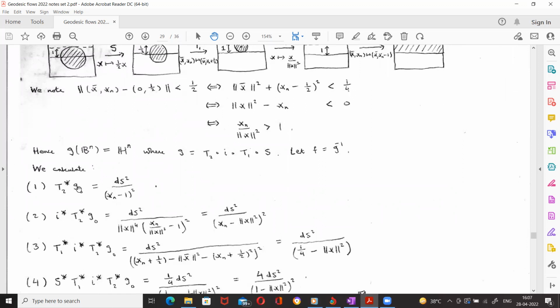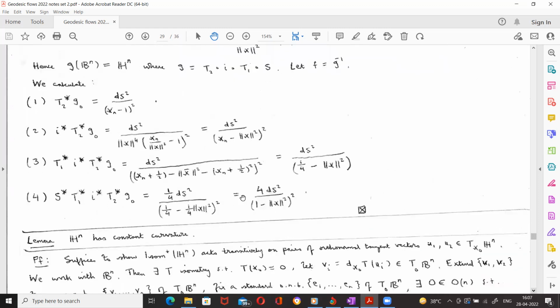So T2 star of G0 will be ds squared by (xn minus 1) squared. Then we know what I star of this is. It will be I star of ds squared, that is ds squared over norm x to the 4, into I of this. So I of this will be basically (xn over norm x squared minus 1) whole squared. So this becomes ds squared by (xn minus norm x squared) whole squared. And the other two pullbacks are just by translations and scalings. So that's an easy computation. And finally, you end up with this, okay? 4 ds squared by (1 minus norm x squared) whole squared. Is this okay? Yeah, so you can just check these other computations.